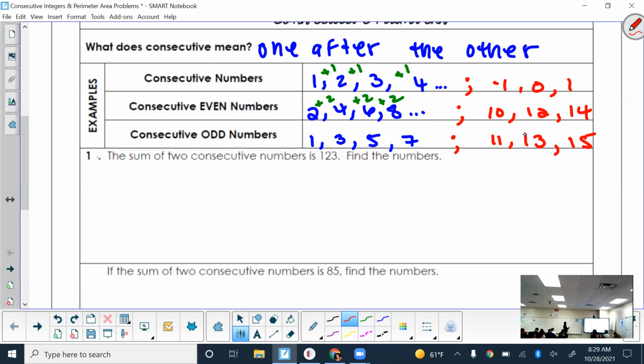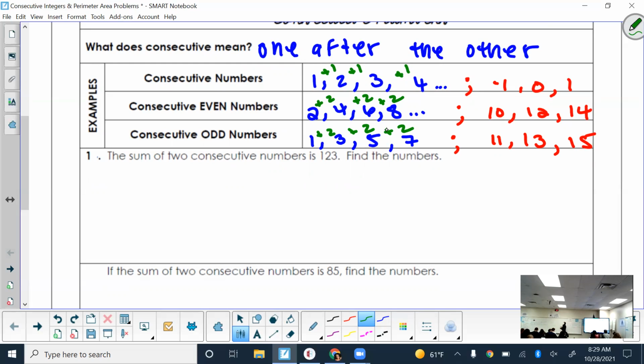All right, so how much do the odd numbers go up by? Good. So keep that in mind. Knowing these definitions will help you set up your expressions. All right, now you know what consecutive numbers are, how much they go up by each time. So in problem 1, we'll do that together.